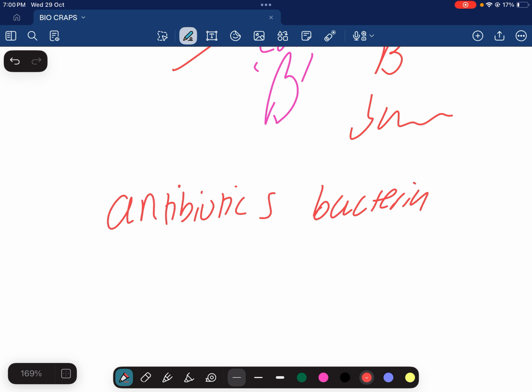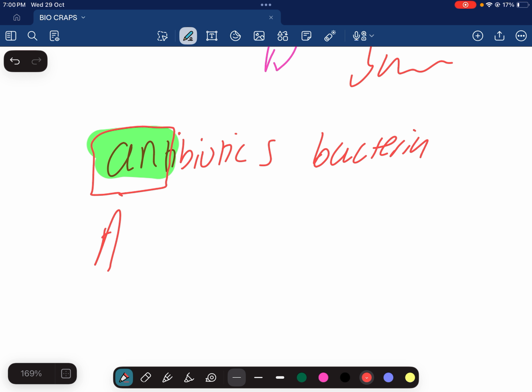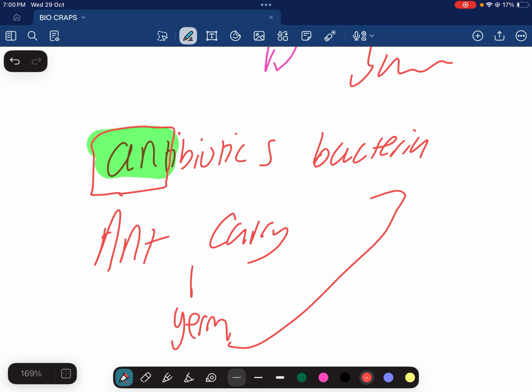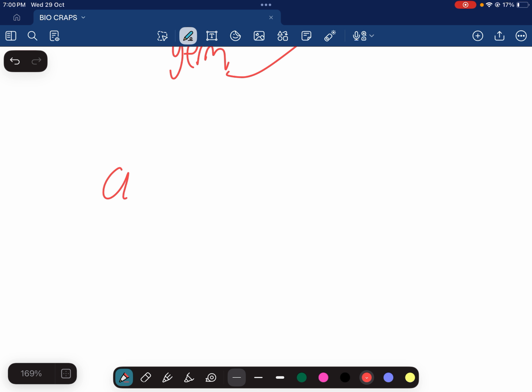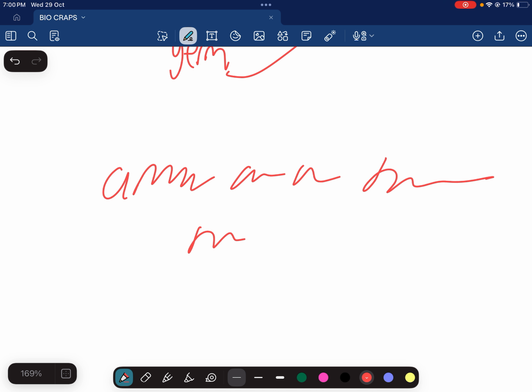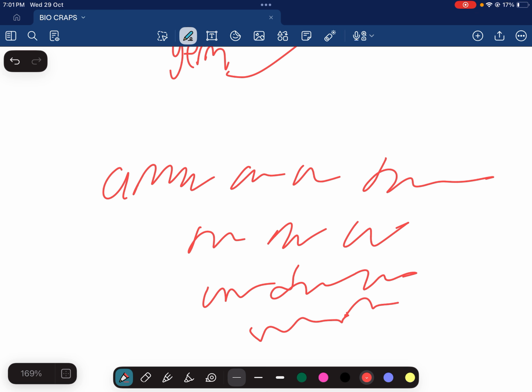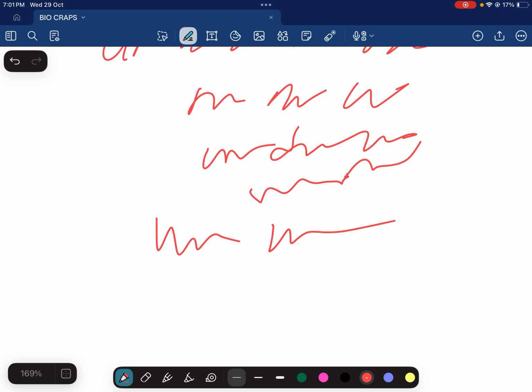I'll give you a simple method to memorize. Antibiotics. Let me highlight. What does this say? Ant, right? A-N-T. So what does an ant carry? Germs. What do germs consist of? Bacteria. That's why you can memorize bacteria. So antibiotics are made to destroy bacteria's functions, whereas viruses do not have bacteria's functions and structures. Therefore, it's ineffective.